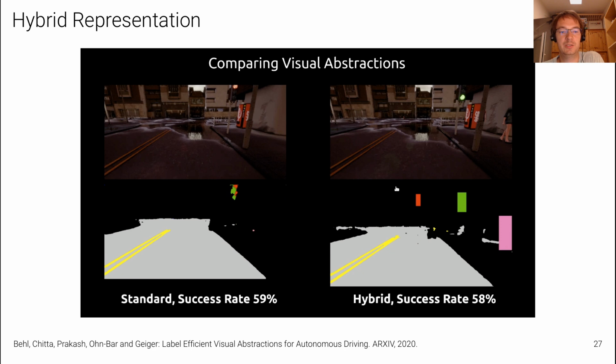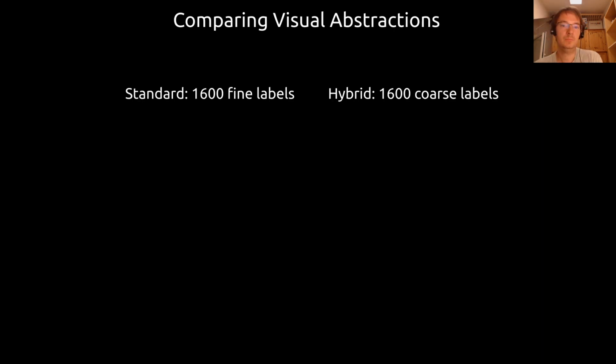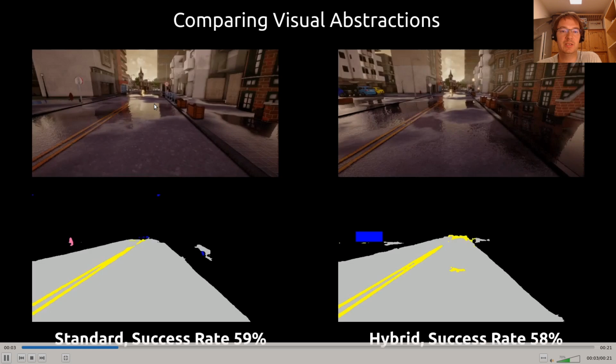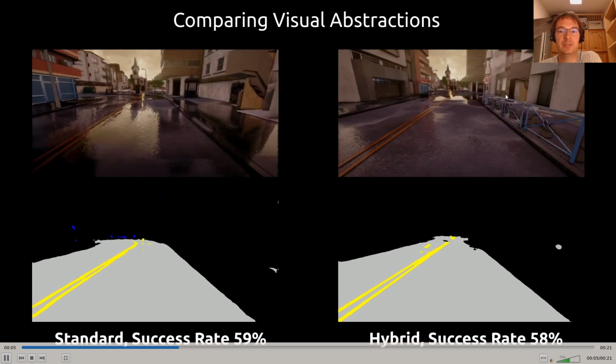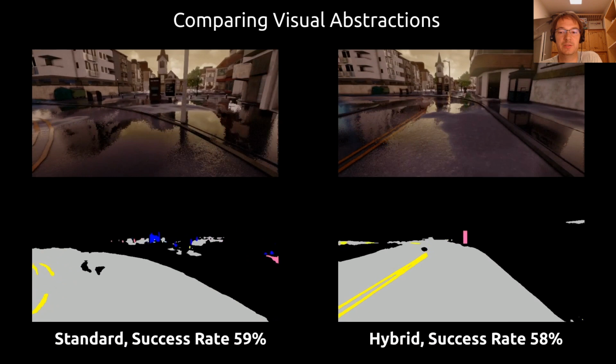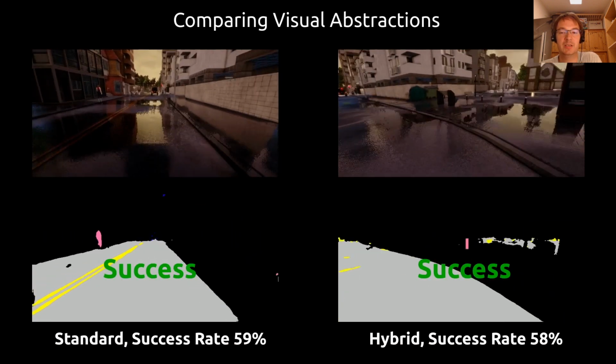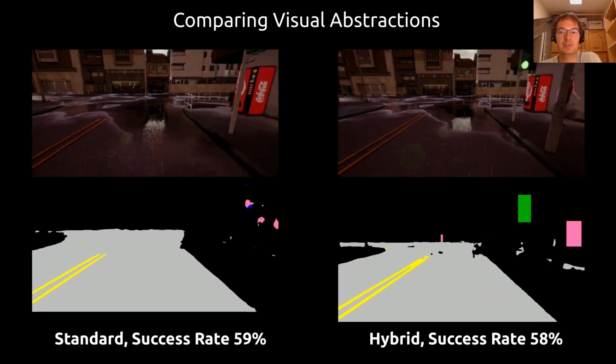Here are some qualitative results. On the left, we can see the standard representation, and on the right, we can see the hybrid representation, both trained with 1,600 images. We can see that they are both successful in many scenarios.